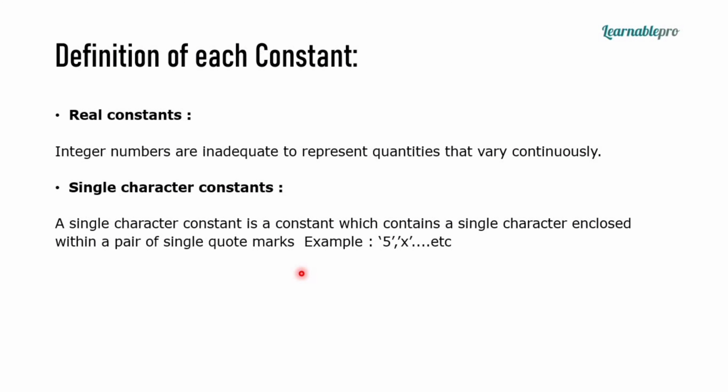Now single character constants. A single character constant comes under character constants and contains a single character enclosed within a pair of single quote marks. For example this one, or this. As you can see, these are the best examples. One is an alphabet, one is a digit, each enclosed within a pair of single quote marks. So this is called a single character constant.